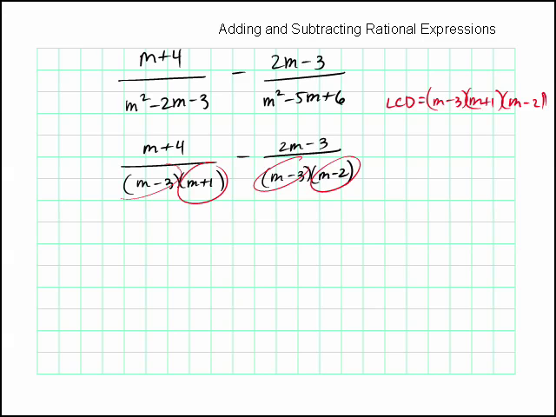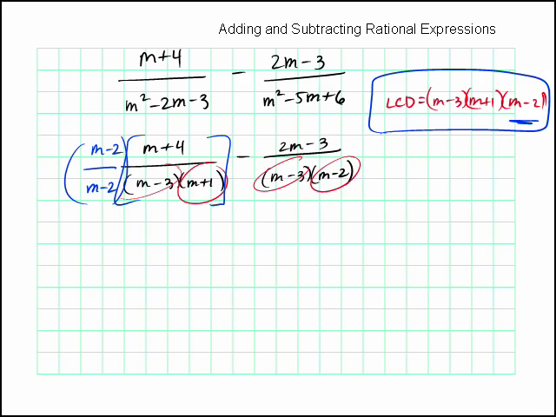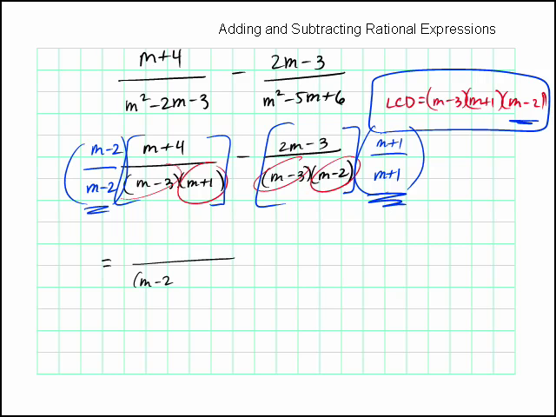That means that I'm going to have to take this fraction and multiply it. What factor does it need? It needs an m minus 2. It needs this m minus 2 here. So m minus 2 over m minus 2. And this fraction needs to be multiplied by, it's missing the m plus 1, so m plus 1 over m plus 1. That gives me my common denominator under each fraction.